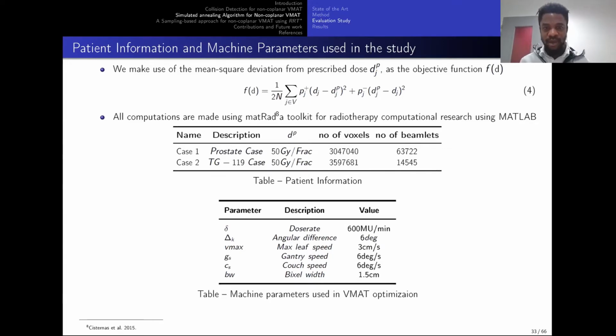So for the machine parameters, we fix the couch and the gantry speed to be at the same speed, and the dose rate at 600 monitor units, which is typically what we use in treatment today.